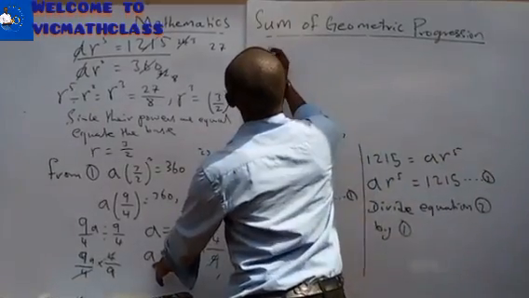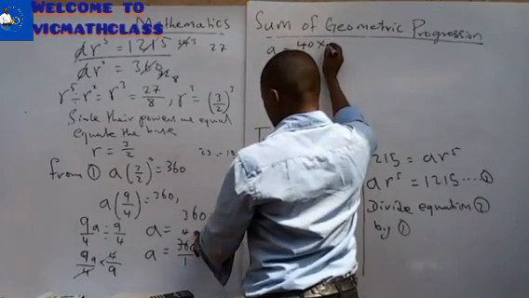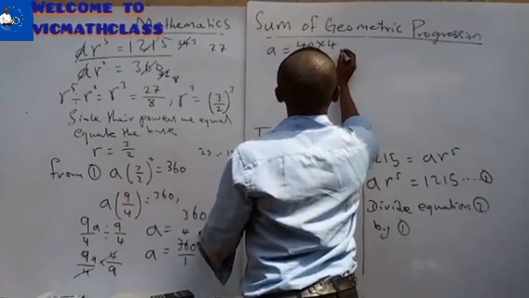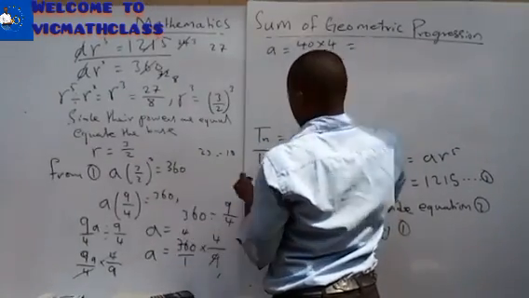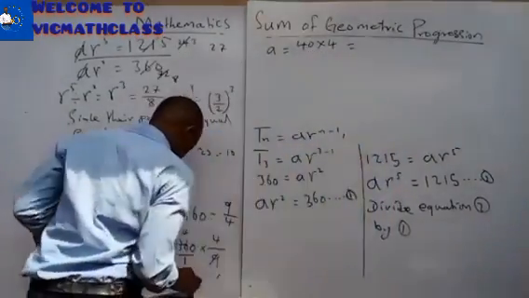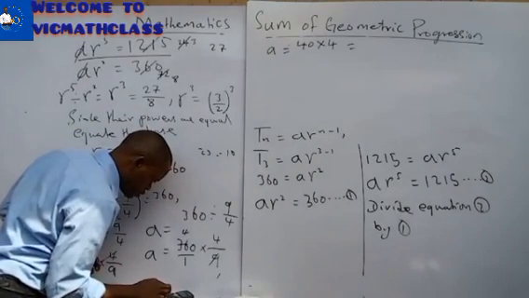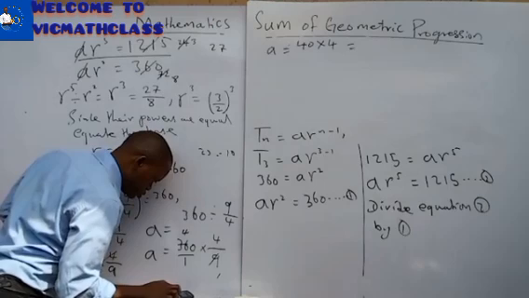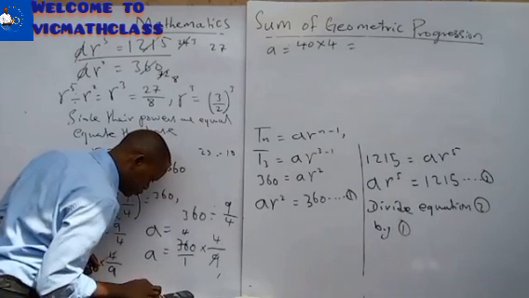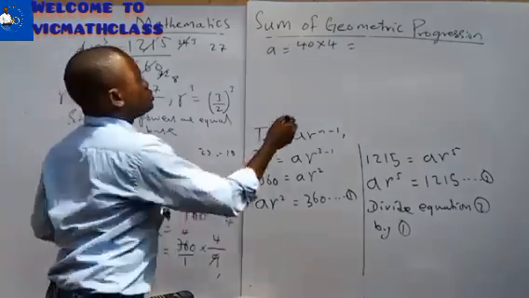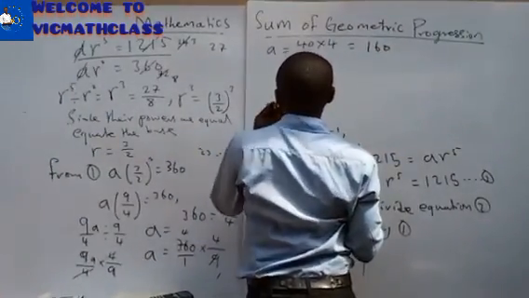So here we go. I have the first term a equals 40 times 4 over 1. And that will give me 40 times 4. Is it 160? Let me check. 40 times 4 is 160. So the first term is 160.